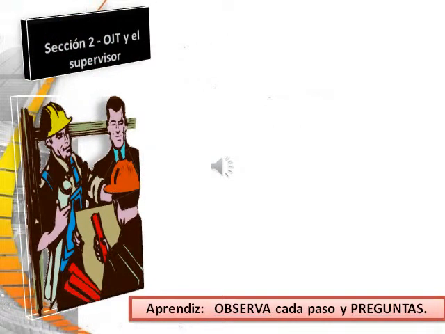The basic steps of OJT involve first an introduction between the parties involved. Step 2, the trainer showing and telling, with the trainer explaining and performing each step. Then the trainee observes each step and asks questions.